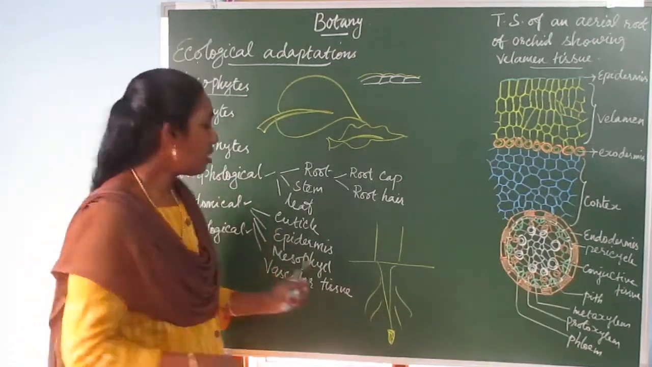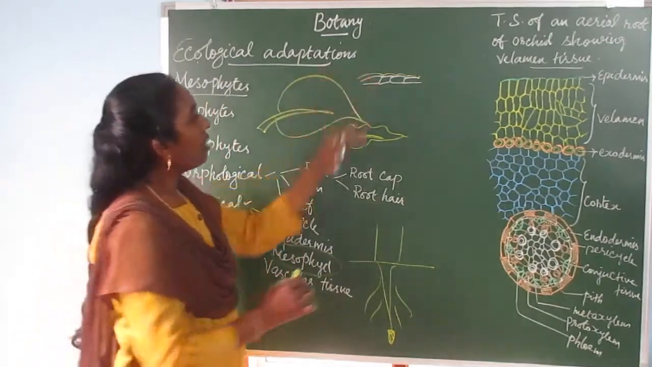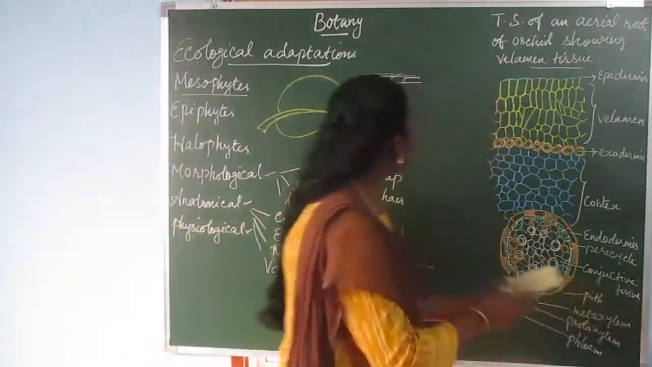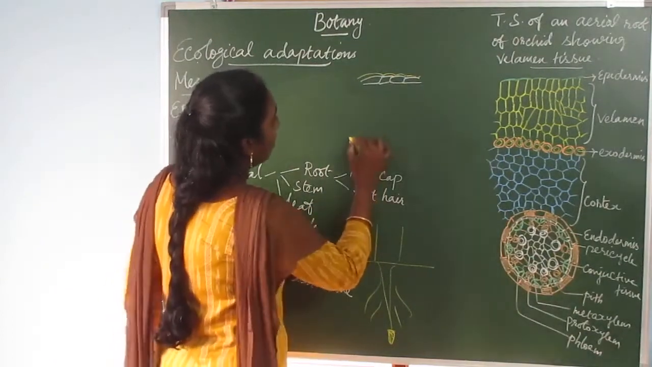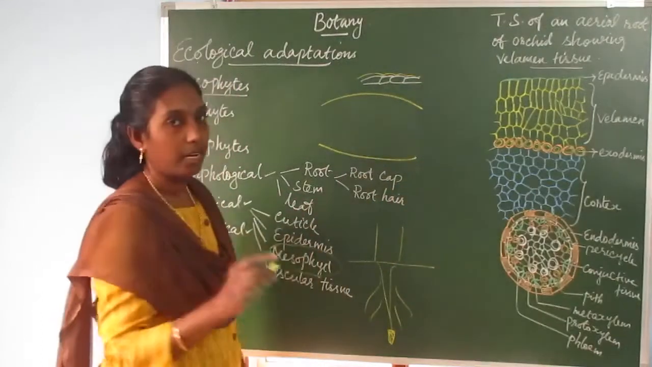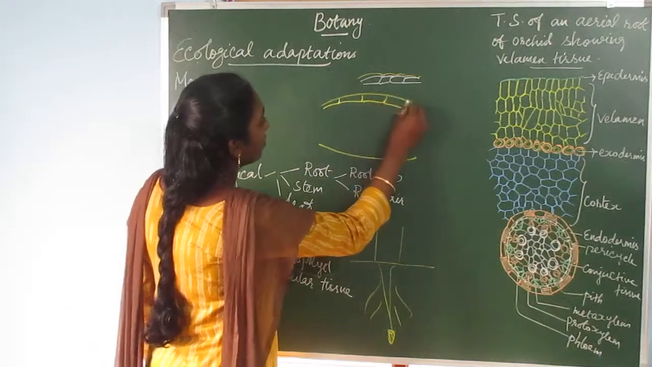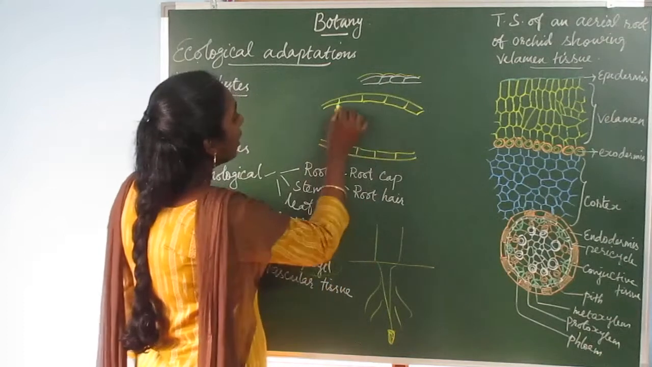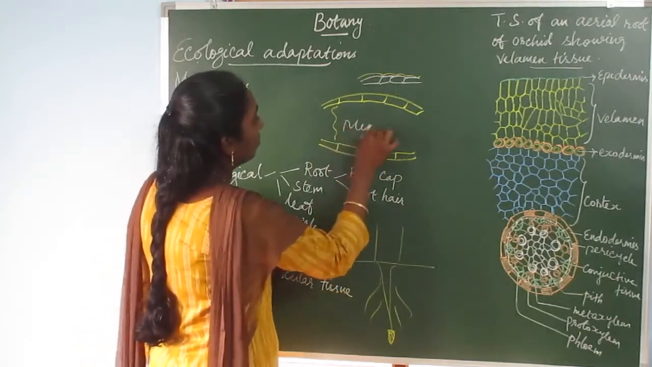And in the mesophyll, this mesophyll tissue which is found in the leaf, between this upper and lower epidermis, this is the upper epidermis, and this is the lower epidermis, here in the leaf of mesophytes. In between this region is known as mesophyll.